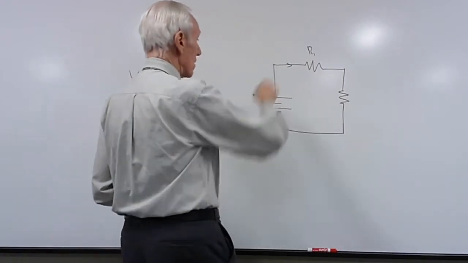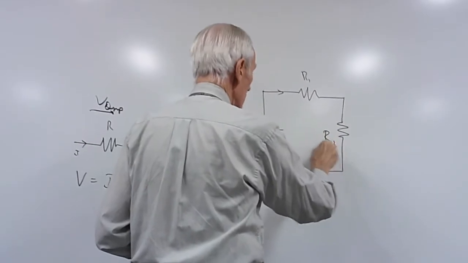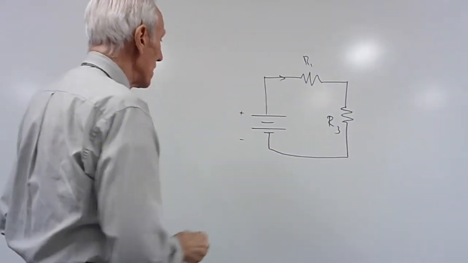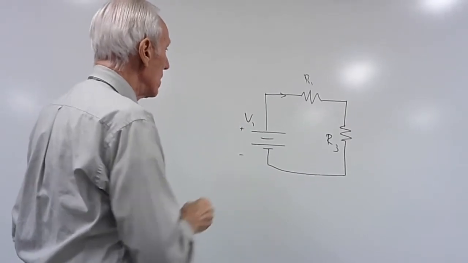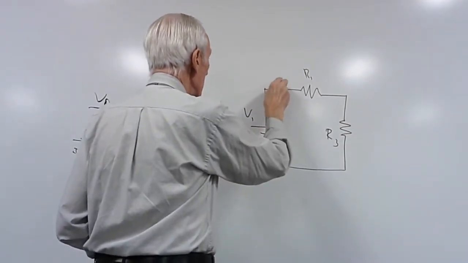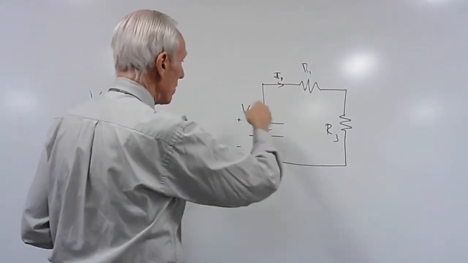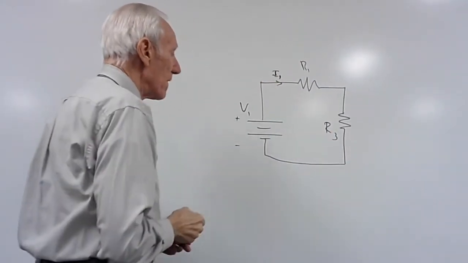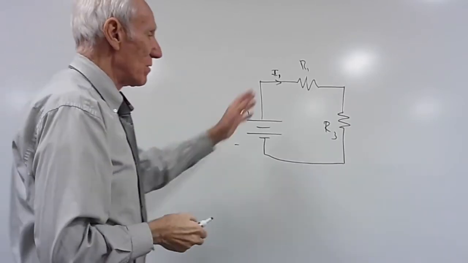Now it's a complete circuit. Current can flow through that. I'm going to call this resistor R3 for reasons that you'll see in just a minute. We'll call this voltage V1. So this is current I1 produced by voltage V1 sending current through the circuit. Now we don't need Kirchhoff's rules to figure out what's going on here.